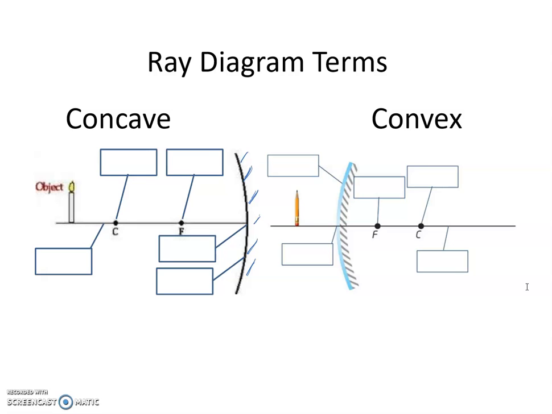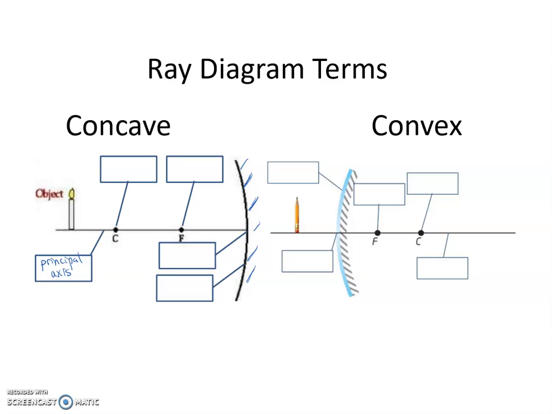Before we actually draw the ray diagrams, it's important for us just to understand a few key terms. Now you'll notice here this is a concave mirror on the left, and that concave mirror has lines on the back, and those lines represent the back of the mirror. The object is always placed in the front, and we have that object sitting on this horizontal line. That horizontal line is called the principal axis. And on that principal axis is the focal point.